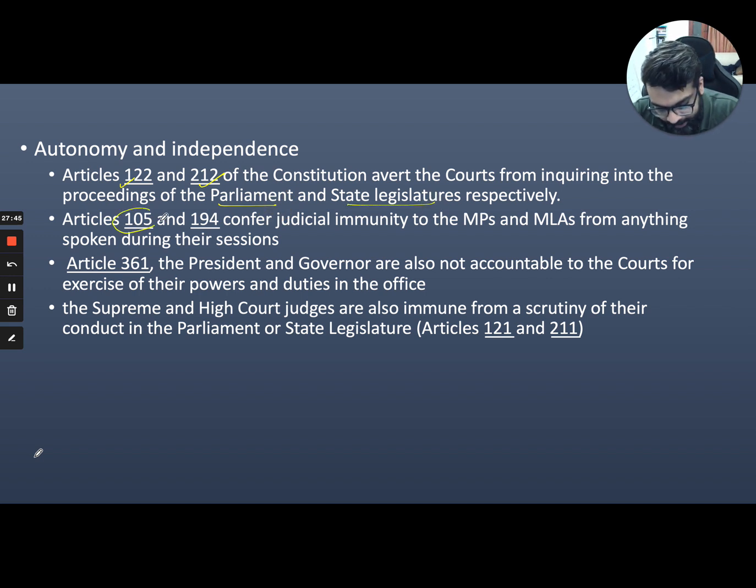Similarly, Articles 105 and 194 also give judicial immunity to MPs and MLAs from anything spoken during their sessions, which basically means that, and this is a problem when we study this in immunities, that an MP and MLA gets absolute immunity from judicial scrutiny for the way the MP or the MLA votes and what the MP or the MLA speaks on the floor of the House.